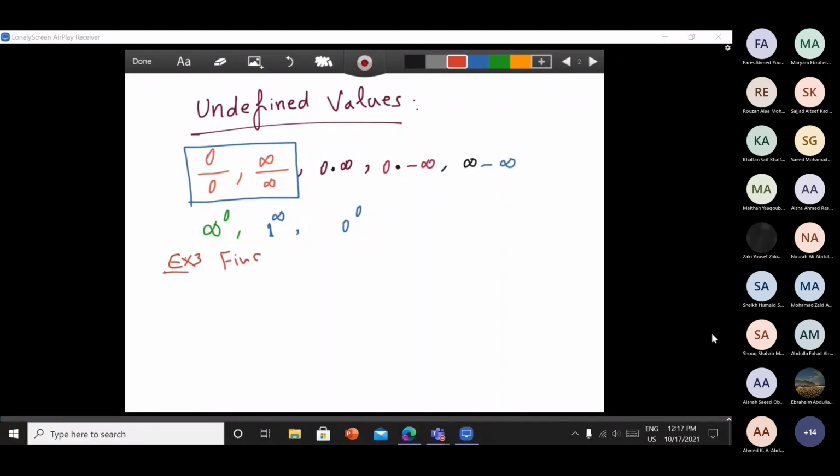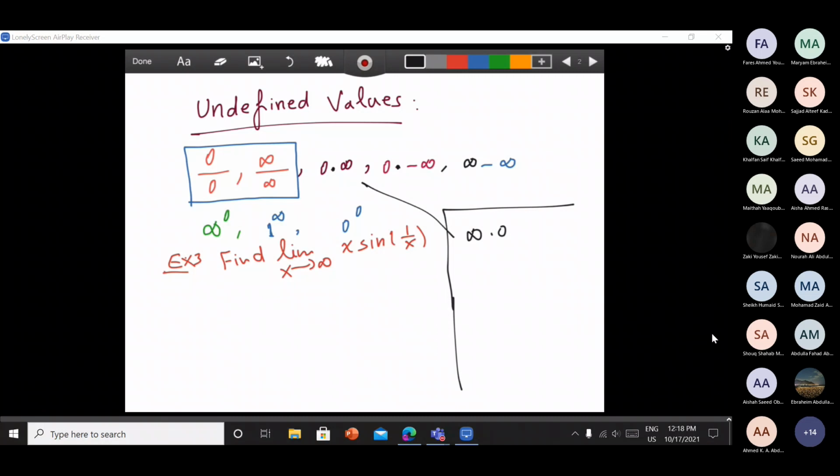Find the limit when x tends to infinity of the function sine x times sine 1 over x. Without thinking, if I substitute, I will have infinity times sine of 1 over infinity, which is sine 0, which is 0. So I have infinity times 0, or 0 times infinity. This is the case, okay?